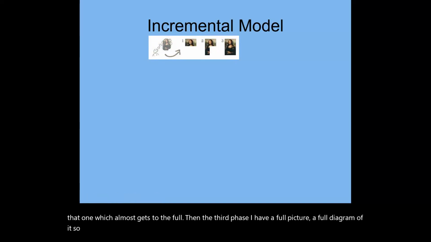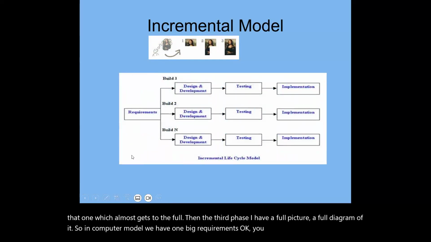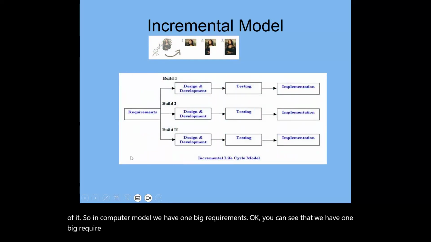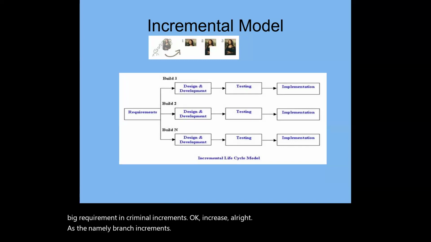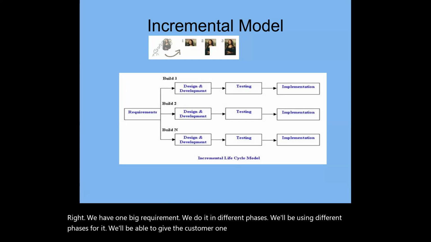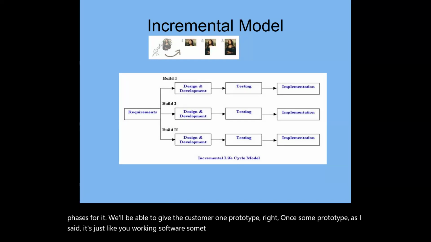So incremental model, we have one big requirement, okay? You can see that we have one big requirement, incremental, increments, okay? Increase, all right? As the name implies, increments. We have one big requirement. We do it in different phases. We'll be using different phases for it. We'll be able to give the customer one prototype, all right? One prototype, as I said, is just like a working software, something to test, right? That's what I mean by prototype.